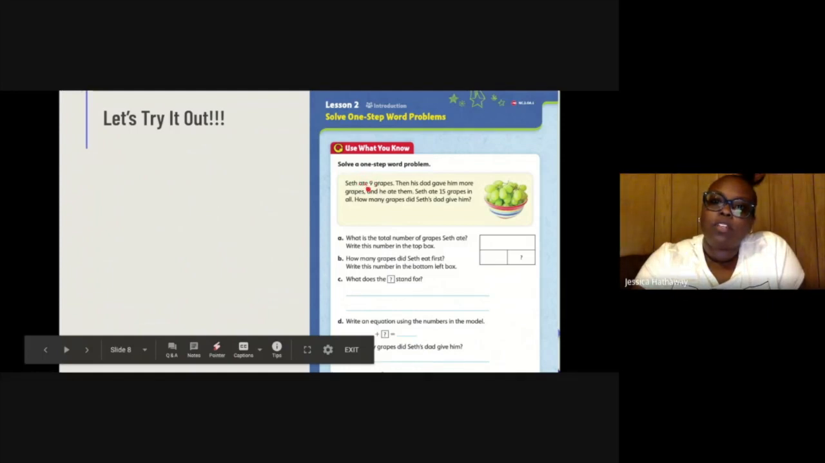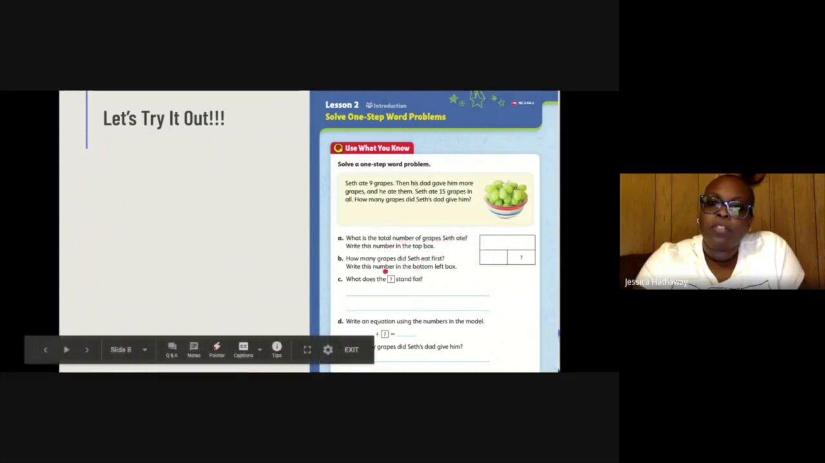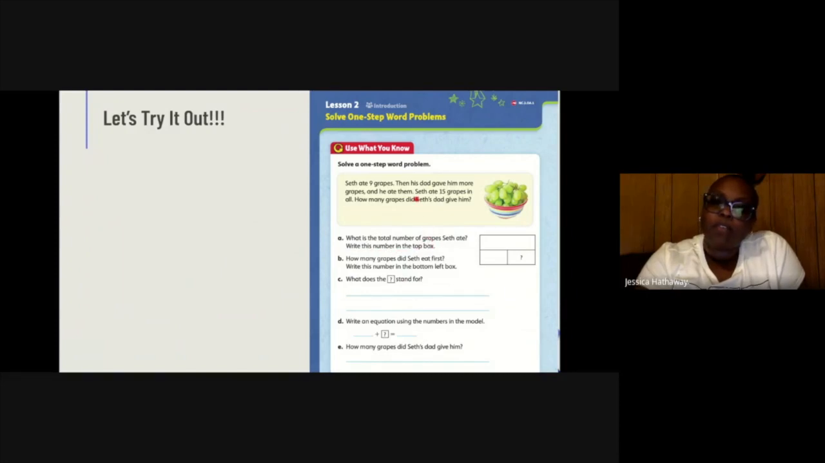In CUBES, remember, the C is circle the numbers, underline the question, box our keywords. We're going to evaluate, which is what we're going to be doing here, and solve. So let's look at part A. What is the total number of grapes Seth ate? And write this number down. Well, if I remember going back in the word problem, we can look right back here. And it says Seth ate 15 grapes.